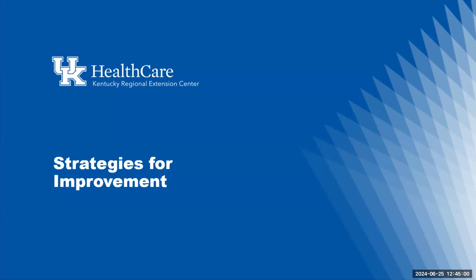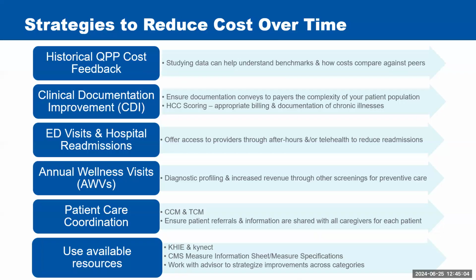So now we're going to switch to talking about some individual strategies that you all can employ for improvement to help reduce costs. Now, one of the things to always keep in mind is that this program, and in particular the cost performance category of MIPS, is to reduce costs of CMS, costs associated with the beneficiary, and costs most importantly associated to the Centers for Medicaid and Medicare Services. And so that's something to keep in mind.